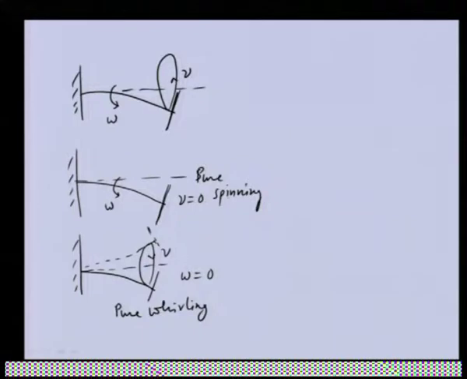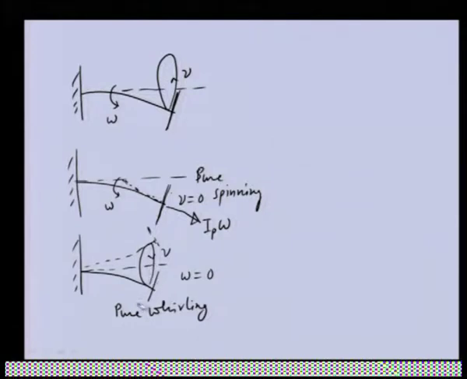So, in the first case, when the pure spinning is there, if you see the angular momentum of the disc, it will be in this direction and the value will be IP omega. So, for the pure spinning case the angular momentum is straightforward, it will be tangent to the shaft at this location. So, if we draw a tangent from the shaft, it will be something like this.